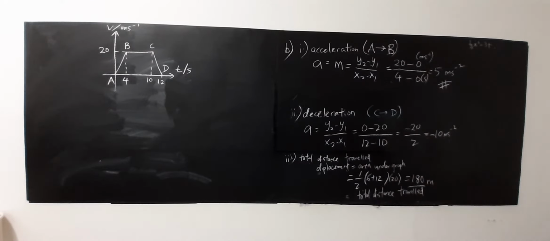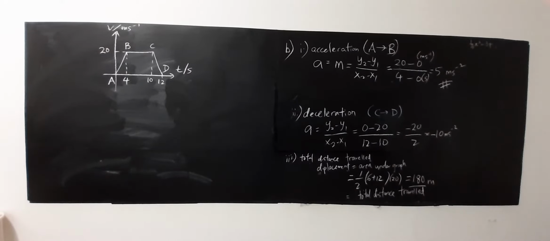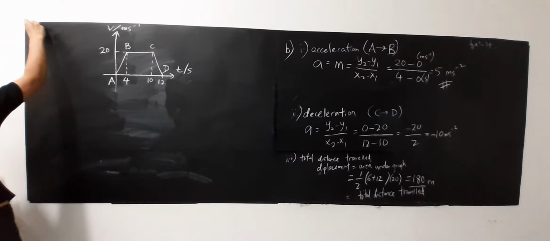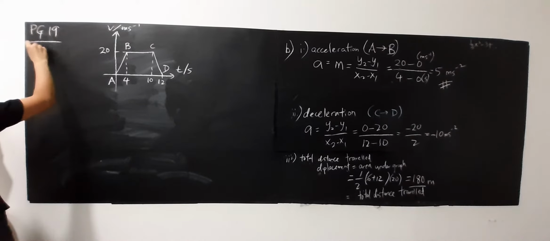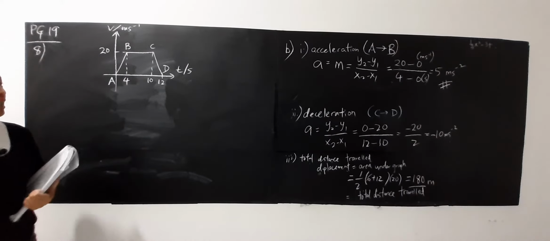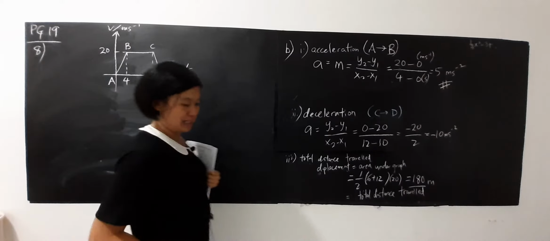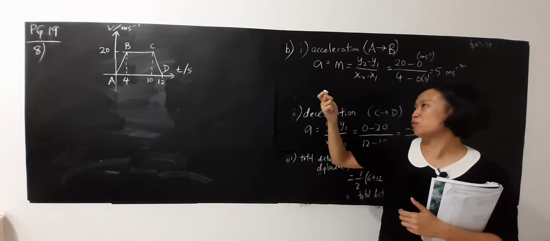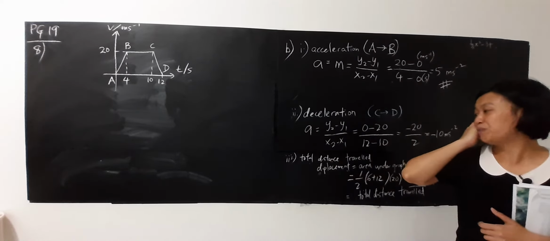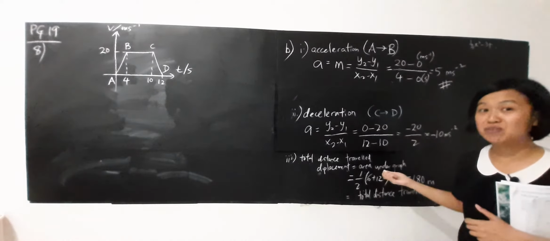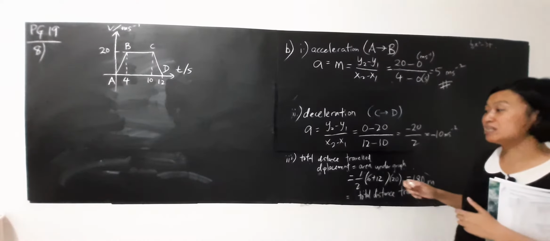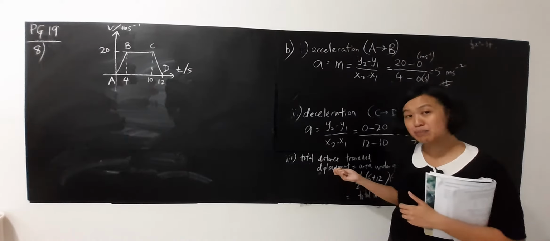Hi everyone, this one is actually part 2 for the tutorial question, which is number 8, page 19, number 8. So if I look at here, we continue from where we stopped at last part. In last video, I stated that in order to find displacement, we actually find the area under the velocity-time graph, right? So the displacement is actually 180.